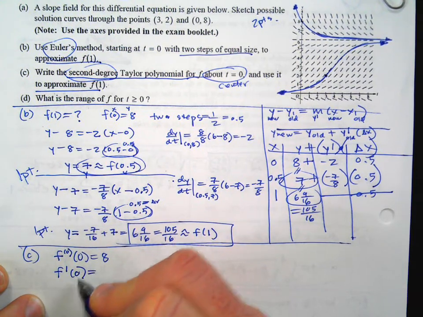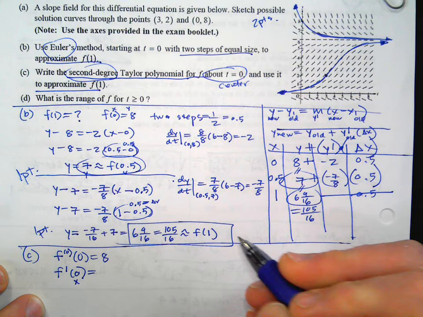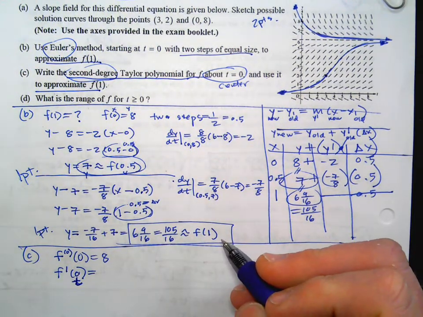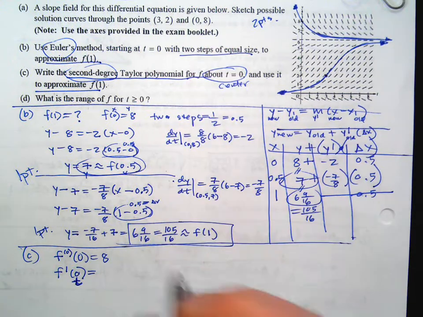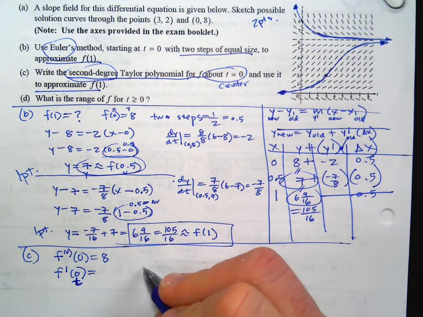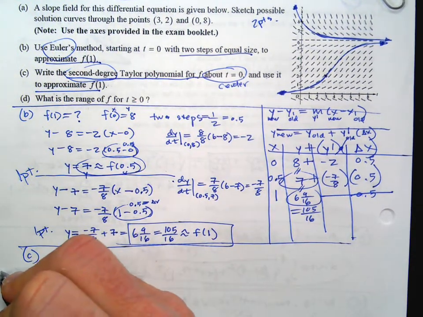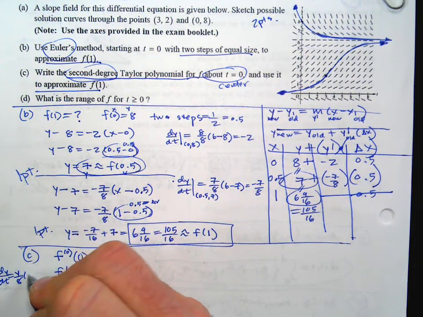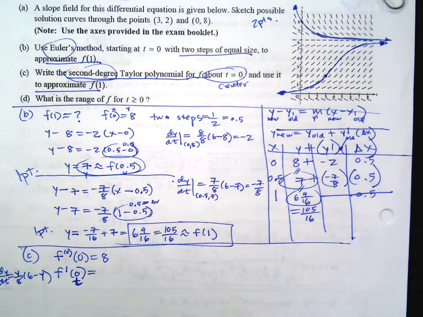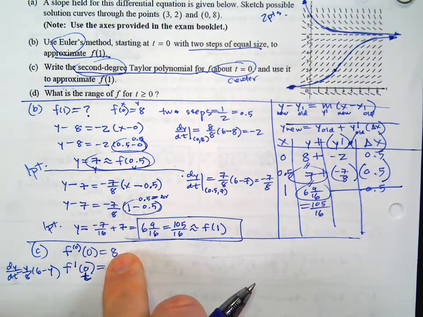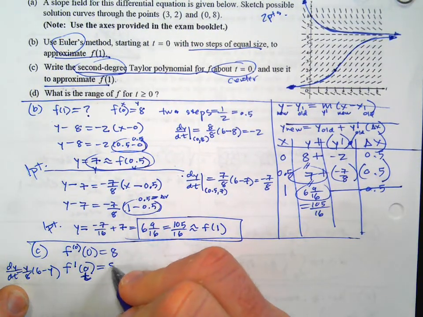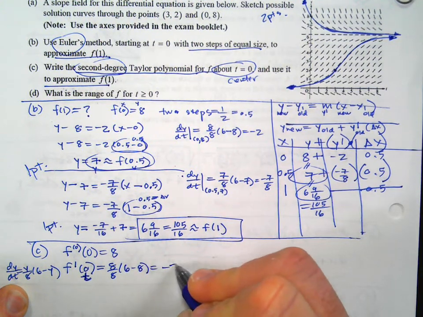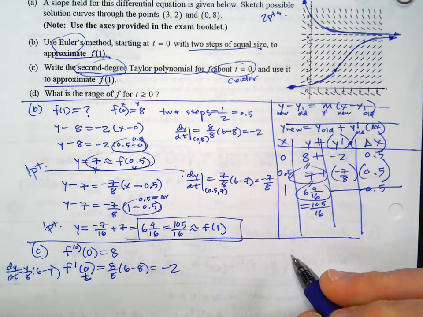Now this is x coordinate equals 0, or t equals 0. And so we've got to use that equation, dy/dt, that's your derivative, y over 8 times (6 minus y). And since the y value at time 0 is 8, then you plug 8 in here. We already calculated this earlier, I think. Yeah. So there's that.